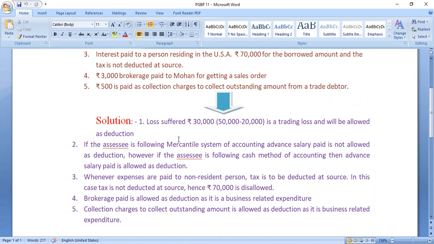Now, if the assessee is following the mercantile system of accounting, advance salary paid is not allowed as deduction. What is the mercantile system of accounting? Advance salary paid is not allowed as deduction. Okay. But if the assessee is following the cash method of accounting, advance salary paid is allowed as deduction. This you have to mention.